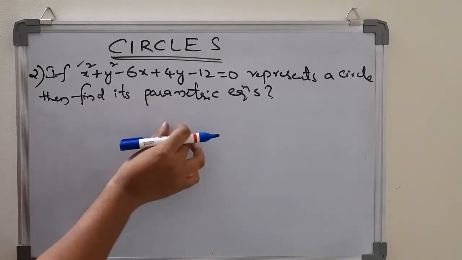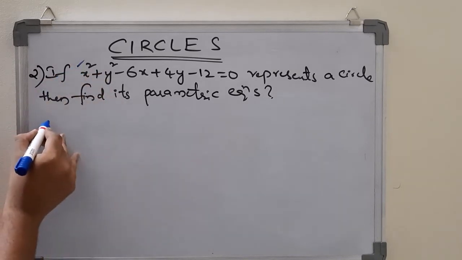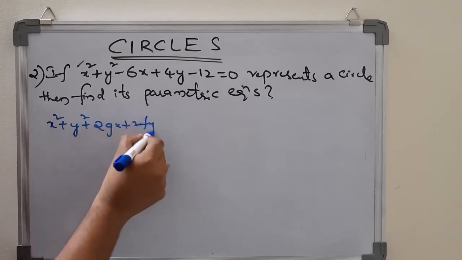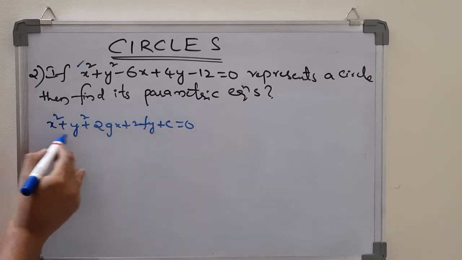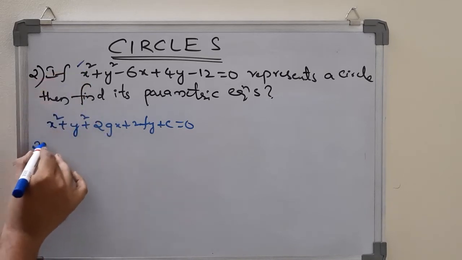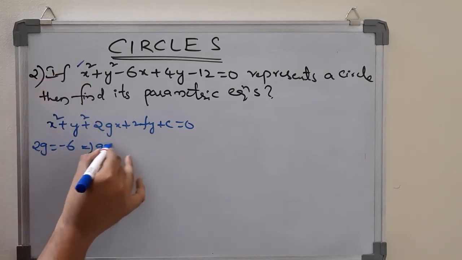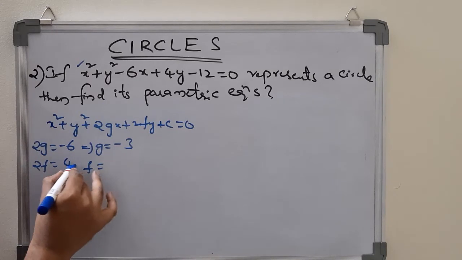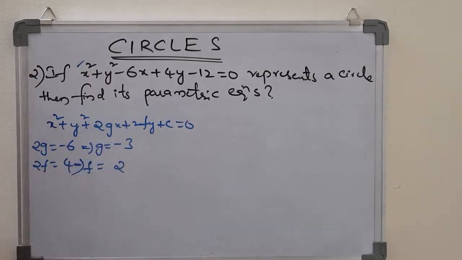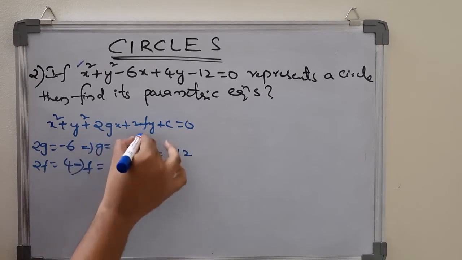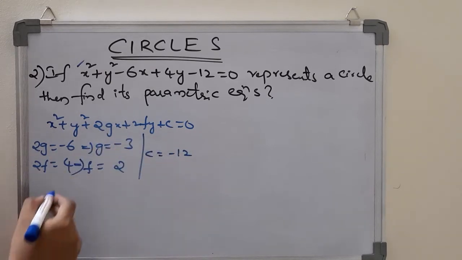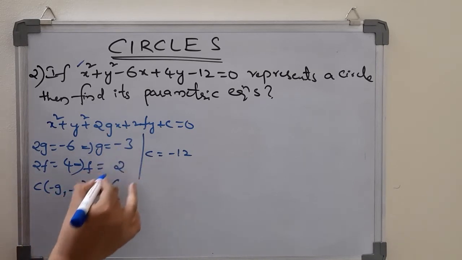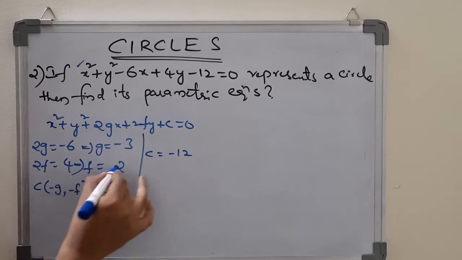To find the center and the radius, we have to compare this given equation with the general form x square plus y square plus 2gx plus 2fy plus c is equal to 0. When we compare this with that, 2g is equal to minus 6, that means g is equal to minus 3. 2f is equal to 4, so f is equal to 2. c is equal to minus 12. So the center is (minus g, minus f), that is, minus of minus 3 is 3, and minus 2.